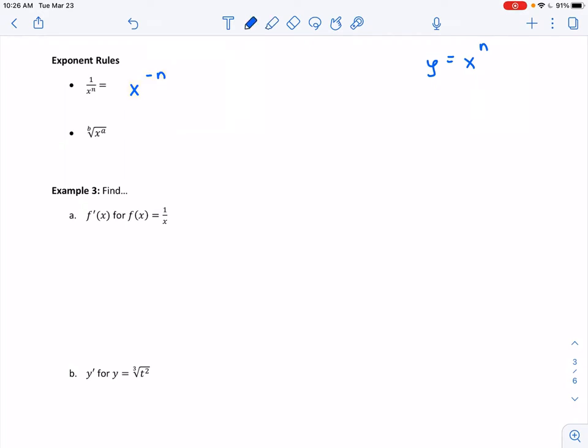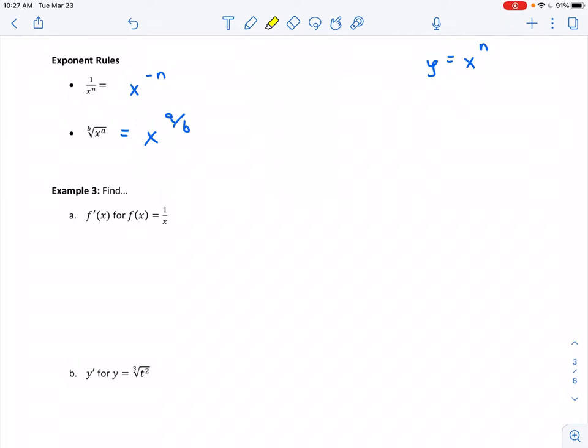Similarly, with the bth root of x to the a, if I'm working with a root function, I can rewrite that as x to the a over b power, and then after that, it's written in a way that I can use the power rule. So these two exponent rules are going to really come in handy because they allow us to use the power rule in more cases.